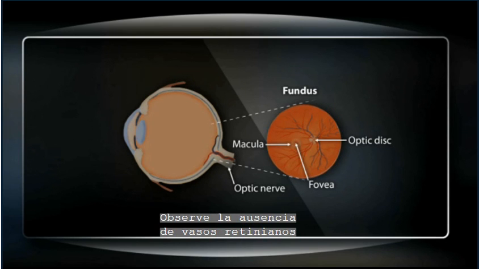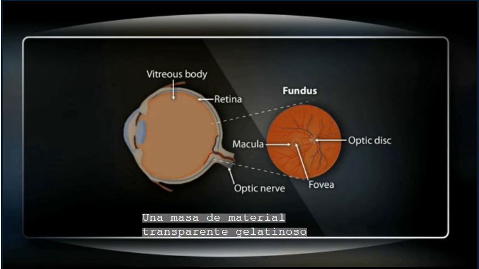Note the absence of retinal vessels in much of this area. The retina is the light-sensitive membrane that covers the fundus. A transparent mass of gelatinous material called the vitreous body fills the eyeball and is not usually visible through the ophthalmoscope. This helps maintain the shape of the eye.